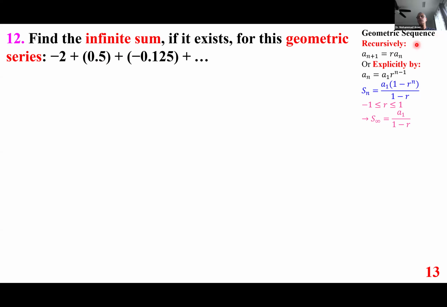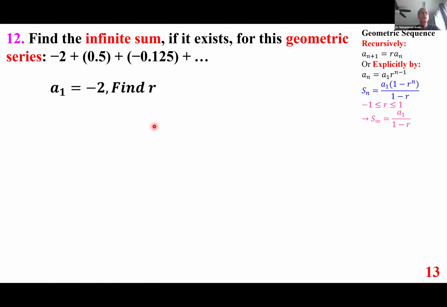And here's a geometric sequence. Remember, the recursive format: a sub n plus 1 is r times a sub n. That means a sub the previous one times some constant, in this case r. Explicitly, a sub n is a sub 1 r to the power of n minus 1, and mostly we are interested in that. To do so, we have to look at a couple of things. First and foremost, what is a sub 1? Obviously, it is -2. And then we need to find r.